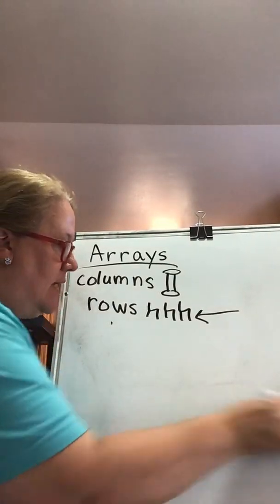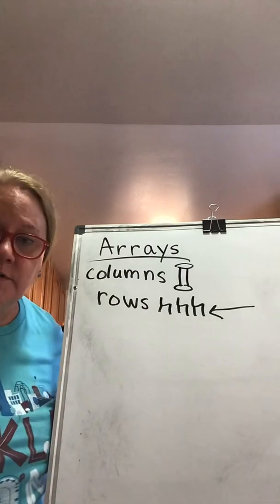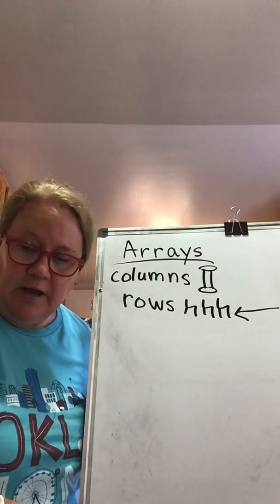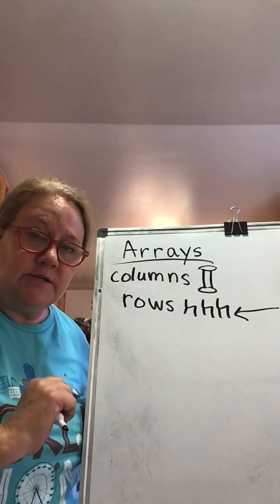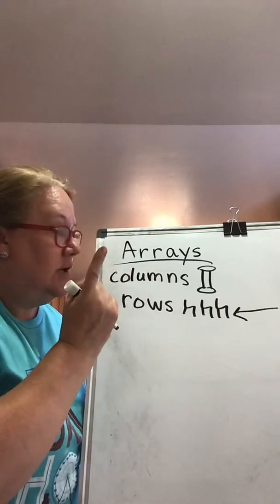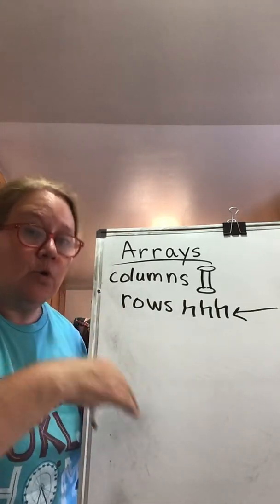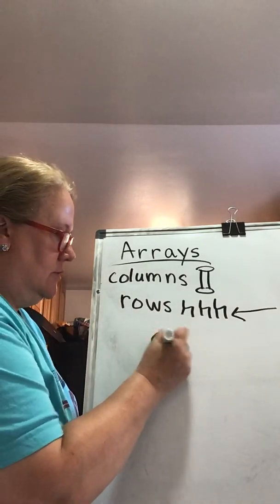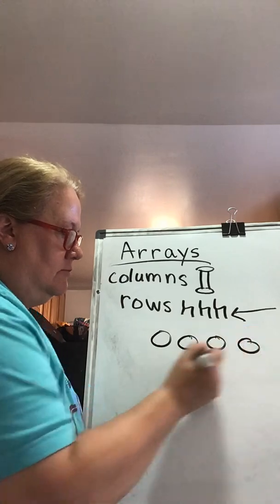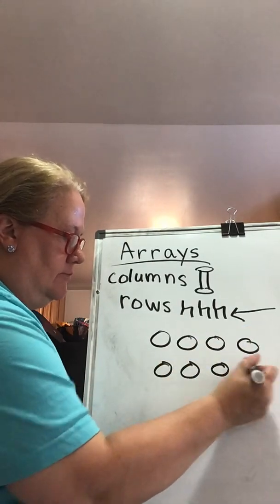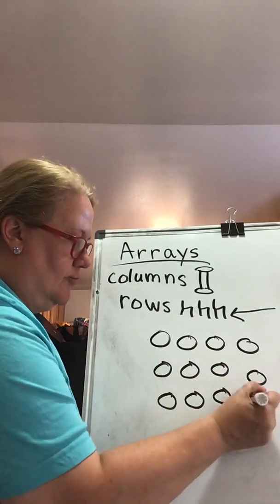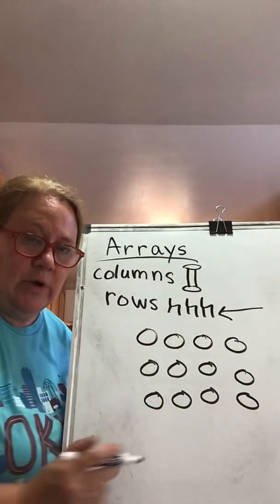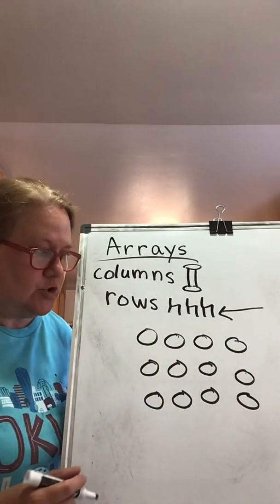Let's do one more array. And in today's math, I want you to talk about how many rows you have, how many columns you have, and then write a repeated addition sentence. Remember, you can choose to repeat the columns or you can choose to repeat the rows. Let's do this one. Okay? Now altogether, I have 12 items, so I know it's going to equal 12.